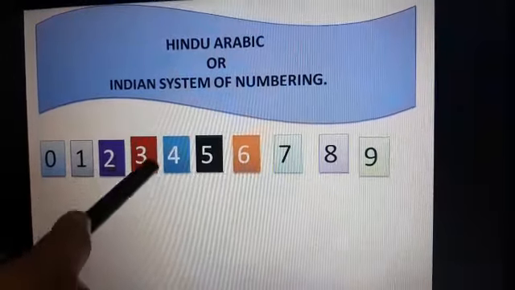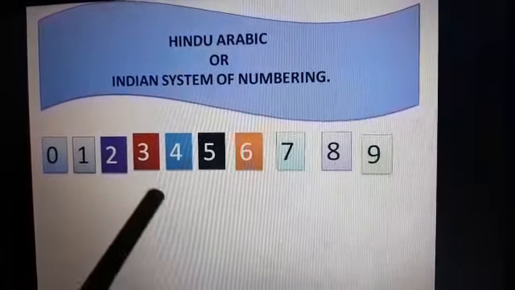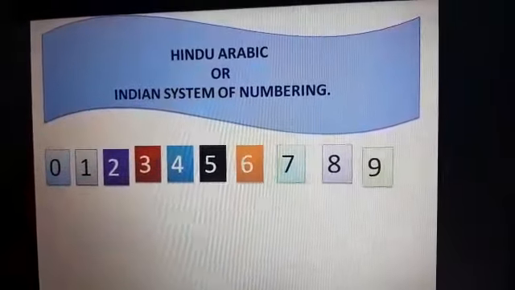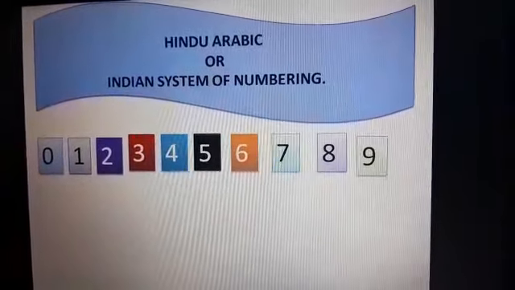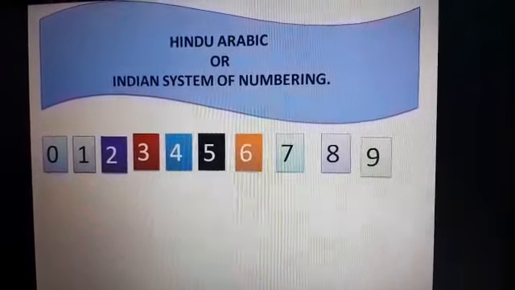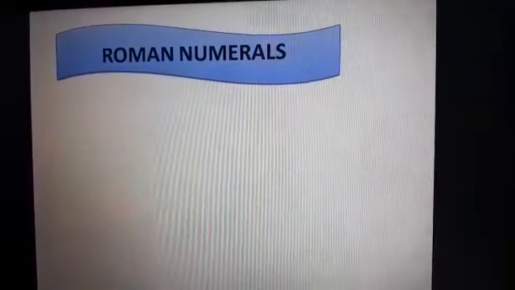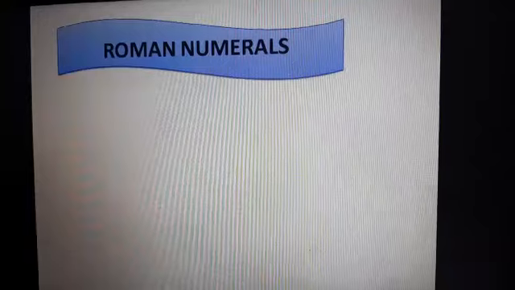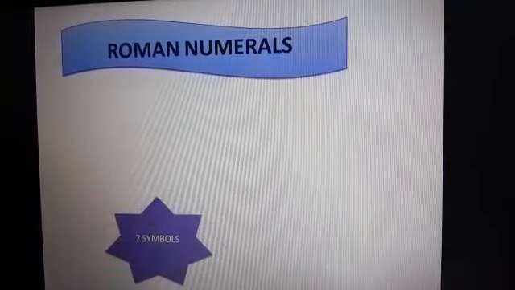For example, if I take 3 and 4, I'll get which number? 34. If I take 7, 8 and 9, which number will I get? I'll get 789. As we have 10 symbols, in the same way Roman numerals or Roman numbers have 7 symbols.